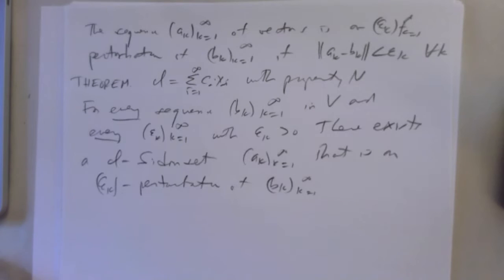So this says, in a certain sense, that there are a lot of Sidon sets, but it says more than that. It says exactly what it says: if you give me any sequence, no matter how bizarre, I can find some tiny, infinitesimal perturbation that's a phi Sidon set.